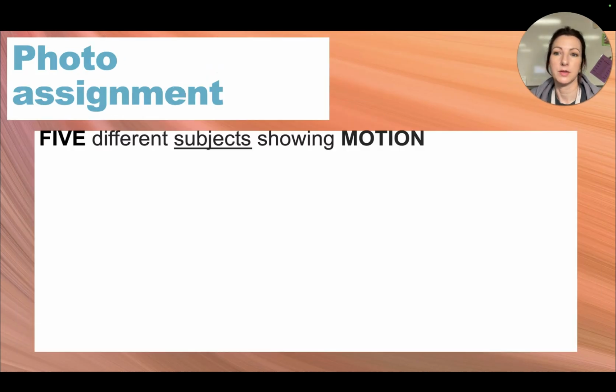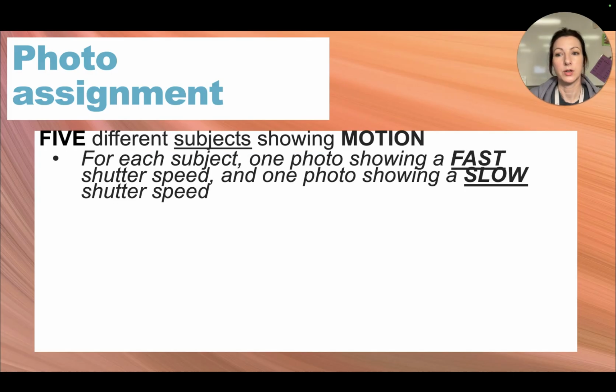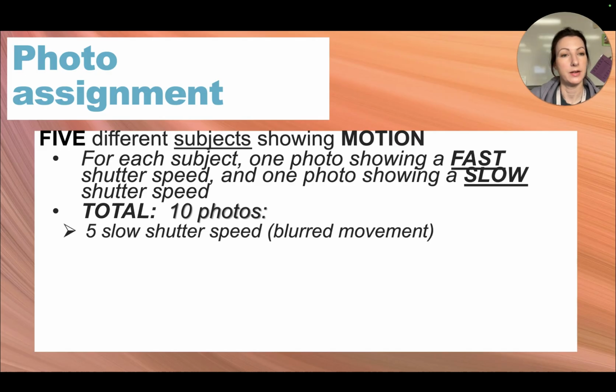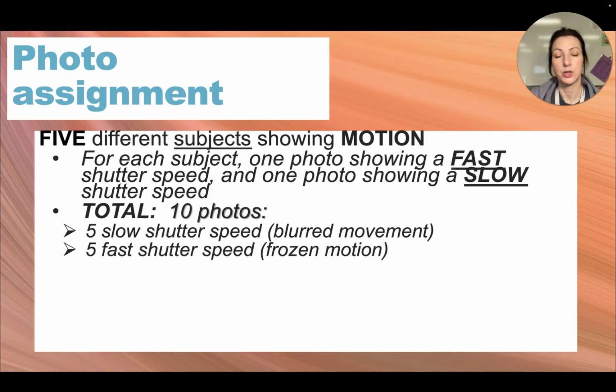So, your photo assignment. You're going to be shooting 5 different subjects that show motion. That should be the point of your images. For each subject, you're going to shoot using a fast shutter speed and a slow shutter speed. So this is going to have you changing your settings, so you need to be aware of what you're doing, for a total of 10 photos. So 5 showing blurred movement with a slow shutter speed, and then 5 showing a fast shutter speed where your motion should be frozen.